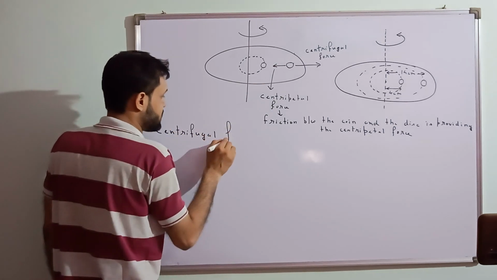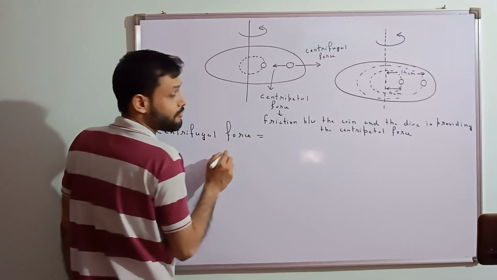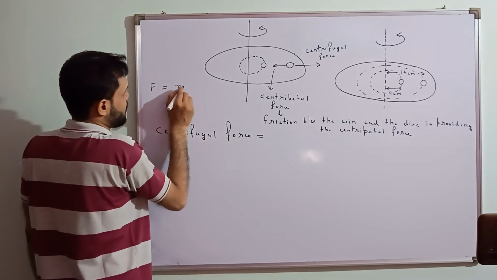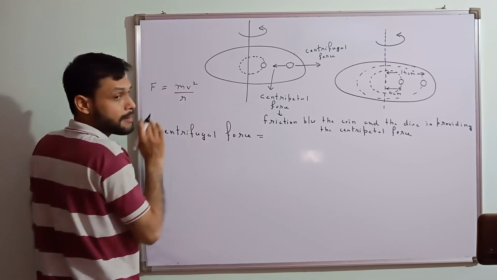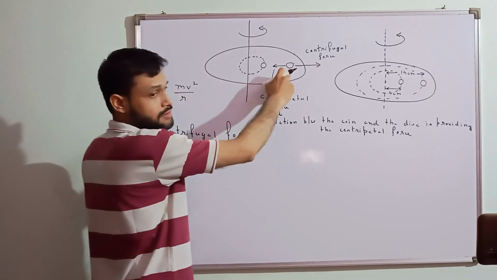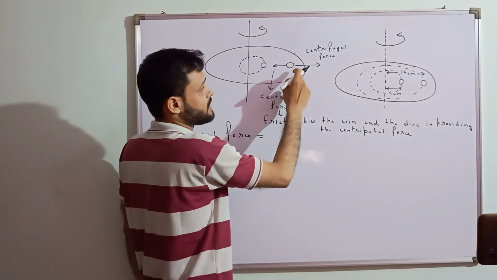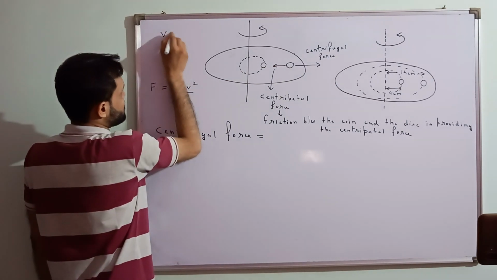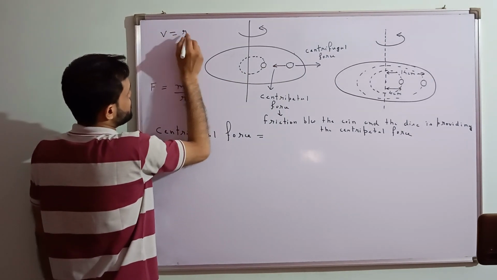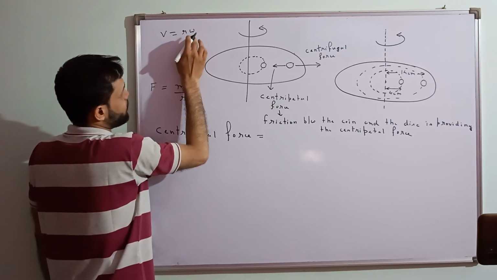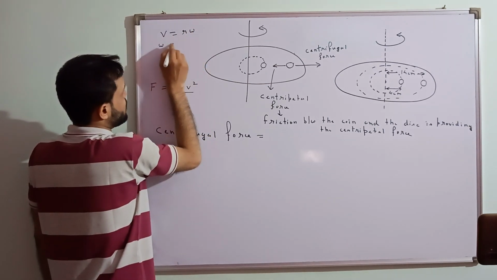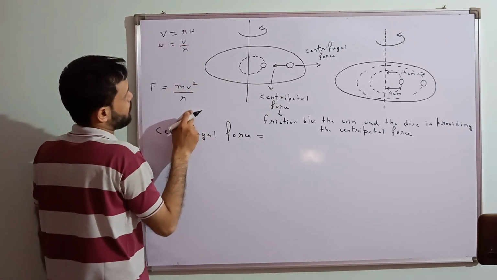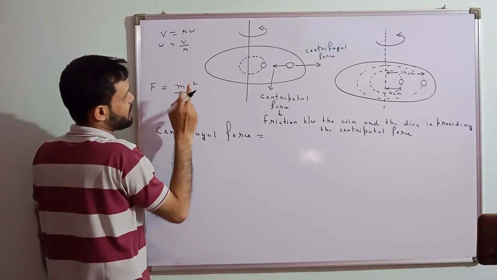Centrifugal force is given by this expression. What is the expression for centripetal and centrifugal force? You know or you don't know? The centripetal force is given by mv square by r. You remember? m is the mass of this coin, v is the linear velocity with which it is moving, and r is the radius of this path. We know there is a relation between linear velocity and angular velocity: v is equal to r omega. From here, omega can be written as v by r, isn't it?